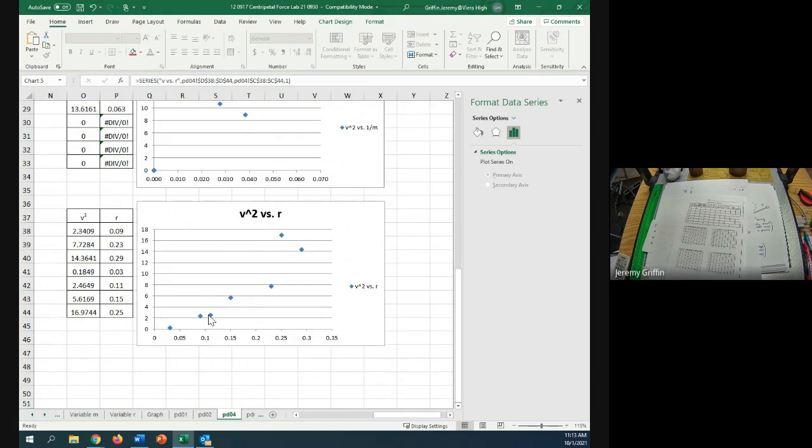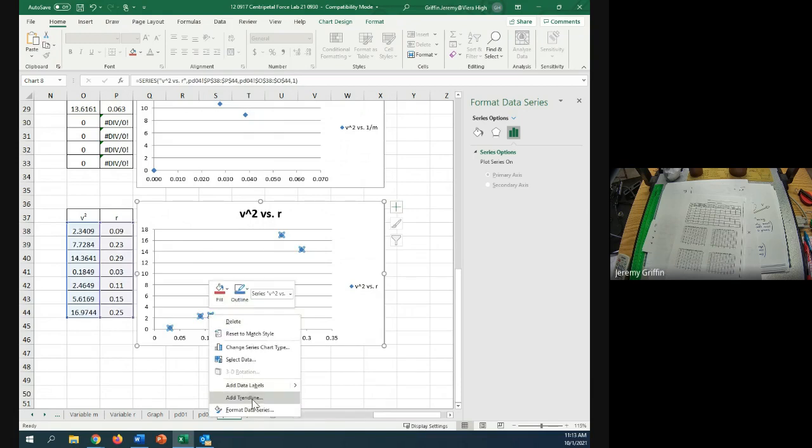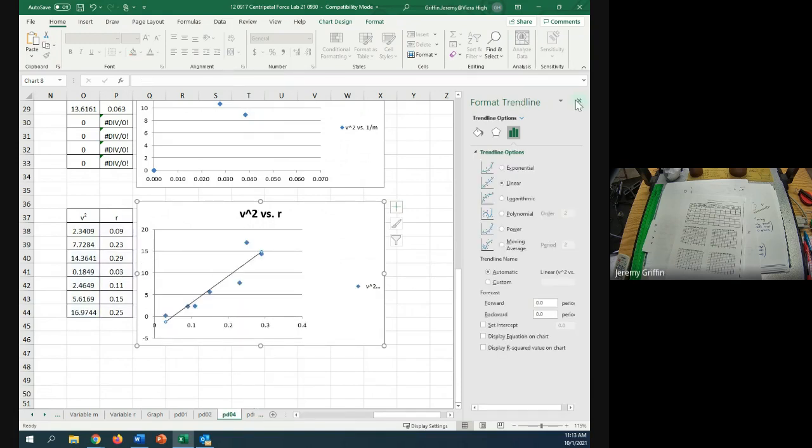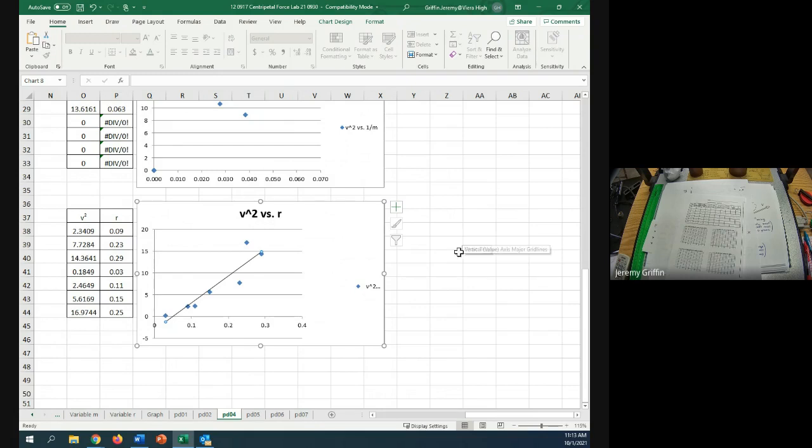Now this ideally would line up in a straight line. Actually, that's pretty close, isn't it? It's a line of best fit. There you go. Just like that. So go ahead and copy that one down.